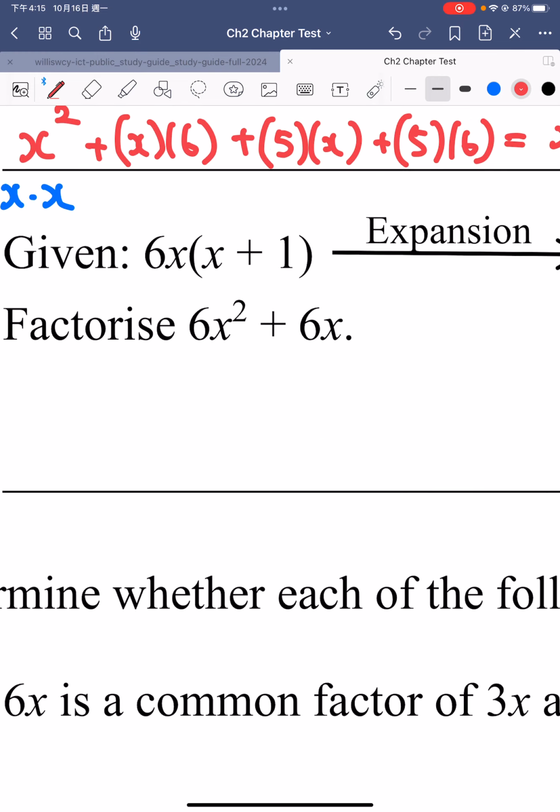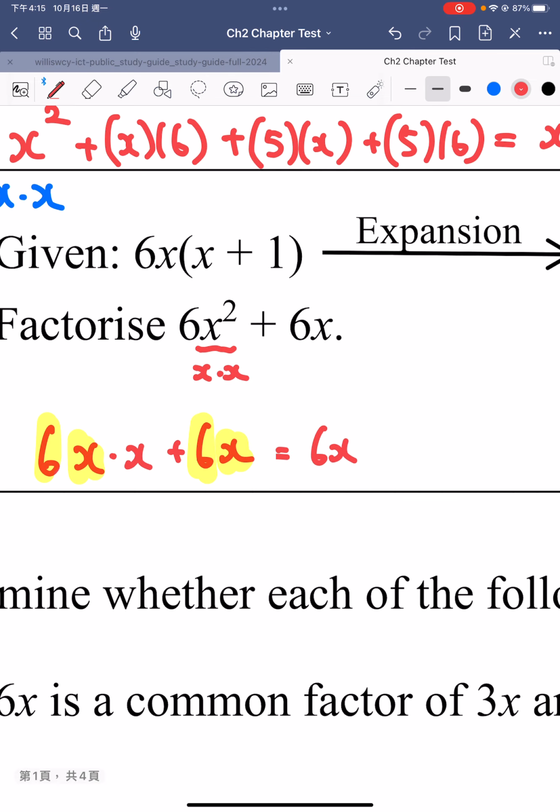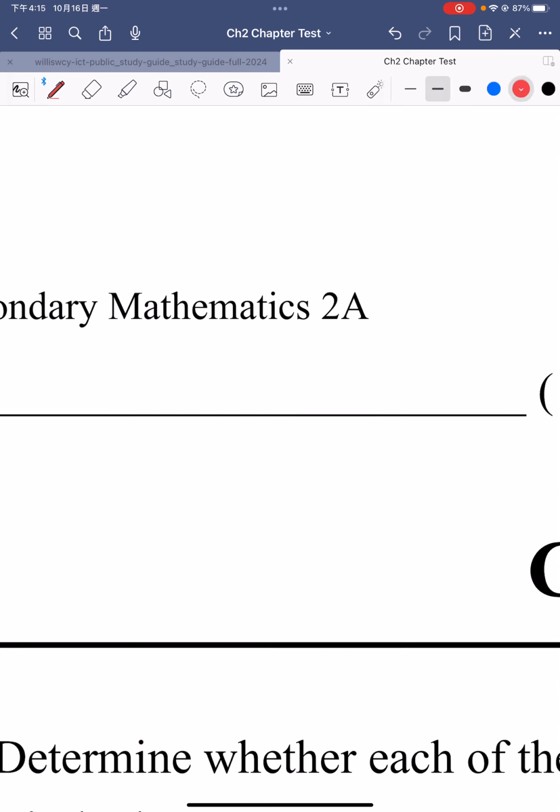So for the second part, 6x squared. So x squared is written as x times x. So first of all, we can write the whole thing to become 6x times x plus 6x. So now you can see that the 6 is the common factor together with the x as the common factor as well. So now you can take out 6x as the common factor, and after you take out the common factor, you give a bracket, isn't it? So 6x, take out the 6 and x. So what we left is just the x.